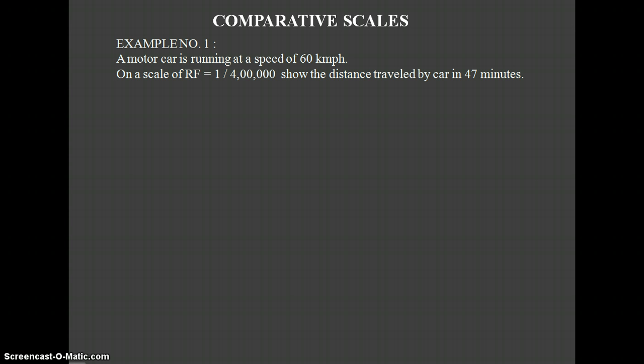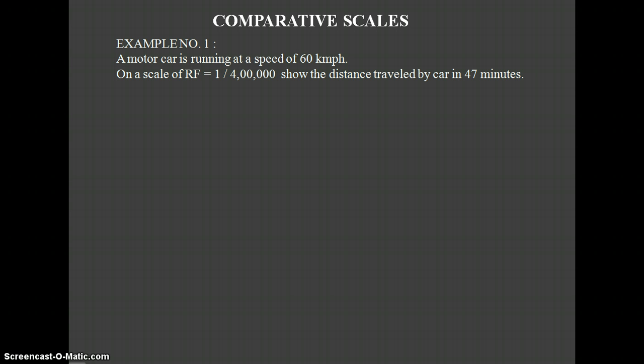Here is one example I have given. What is the problem? A motor car is running at a speed of 60 km per hour, and the representative factor of the scale we are going to construct is given as 1 by 4 lakh, and we have to show the distance traveled by the car in 47 minutes. That means the relation between the distance and the time is given.